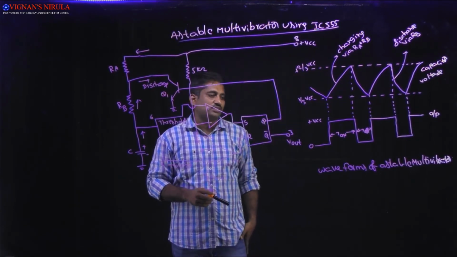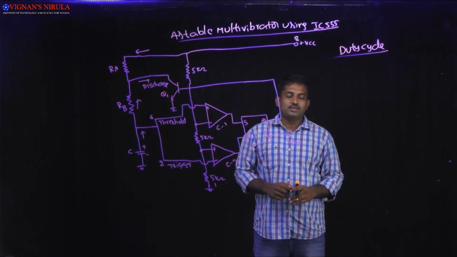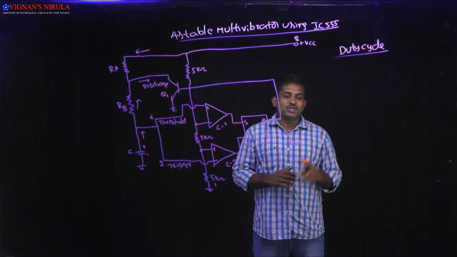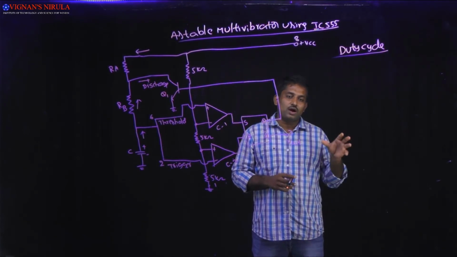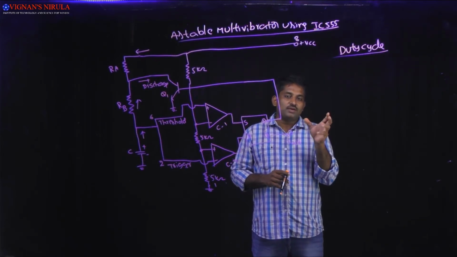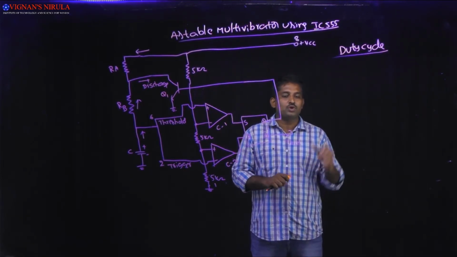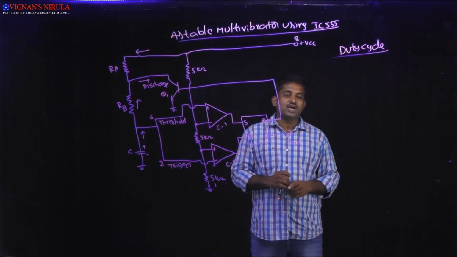Now we are going to discuss the duty cycle. If you observe the waveforms of the astable multivibrator, the charging time constant is greater than the discharging time constant. So obviously the output is not a square wave. It has a variable on time and a variable off time. So on time is not equal to off time. So we are getting a non-symmetrical output waveform because of variable charging time as well as discharging time.